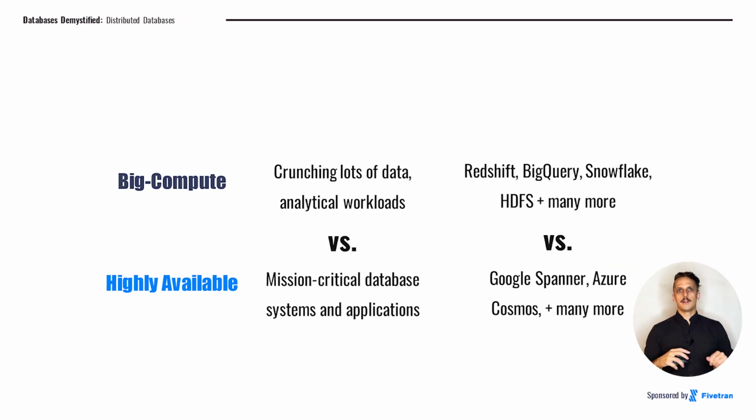So let's summarize the difference between these 2 different paradigms. In the big compute paradigm, we're going to be crunching lots of data. We're going to be handling analytical workloads. If you've worked with Redshift, BigQuery, Snowflake, or any of the MapReduce family of tools, then you've worked with big compute distributed databases. In the high availability paradigm, we're going to be working with mission-critical databases and applications, systems that can't go down. Some existing tools that you might have heard of include Google Spanner or Azure Cosmos, along with many others.